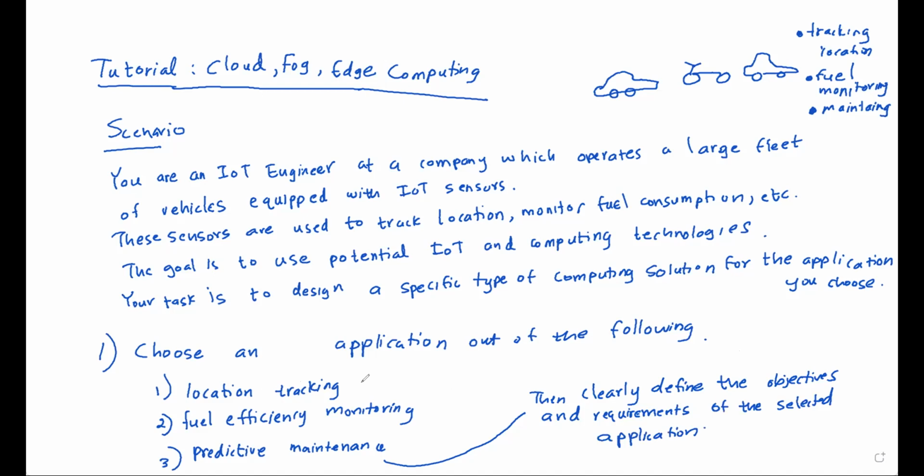What are the required sensors, for example, required sensors, technologies for that application, right? For location tracking, what are the equipments we need? What are the things we need to install in the vehicles? What are the equipments we need to have on our side, for example, at the edge of the network? You can mention the requirements and the objectives of the specific application, right? So that is the first question, right? Defining the objectives and requirements of the selected application, right?